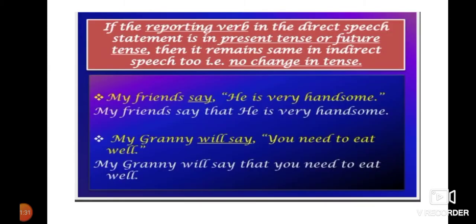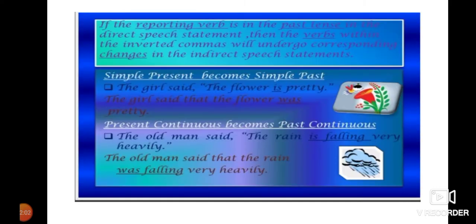There is change of tenses. If the reporting verb is in the direct statement or in present or future tense, then in indirect speech there is no change in the tense. Have a look at this example. My friends say he is very handsome. My friends say that he is very handsome. So, have you noticed that there is no change in the tense? My granny will say you need to eat well. My granny will say that you need to eat well.